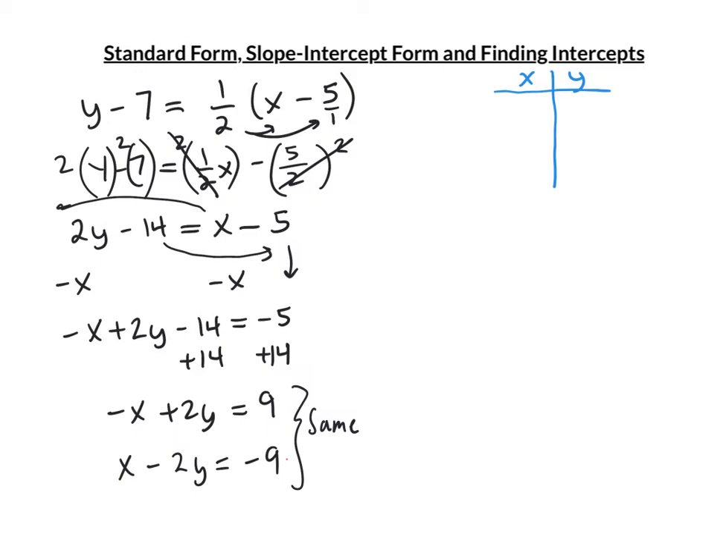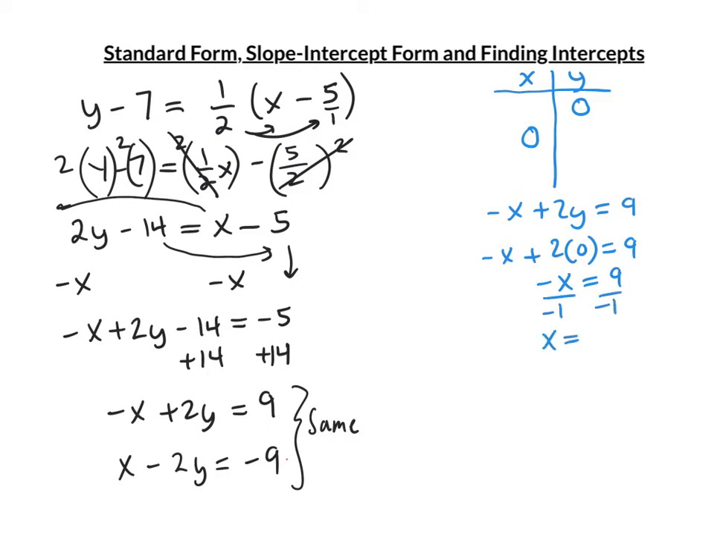Let's find the intercepts. I'm looking for the x-intercept, y is 0. I'm looking for the y-intercept, x is 0. So I'm going to plug those in the equation, and I'll use negative x plus 2y equals 9 as my equation. When I plug in y is 0, it's negative x plus 2 times 0 equals 9. So negative x equals 9. Divide by negative 1, and x would be negative 9.